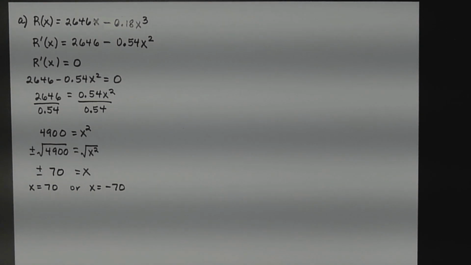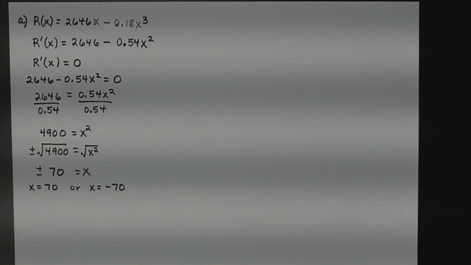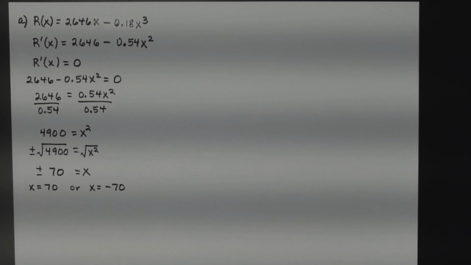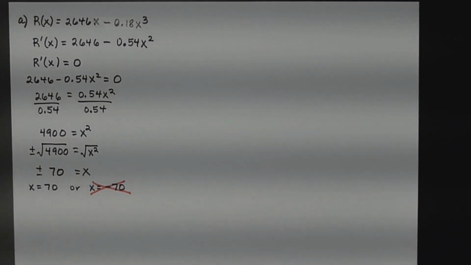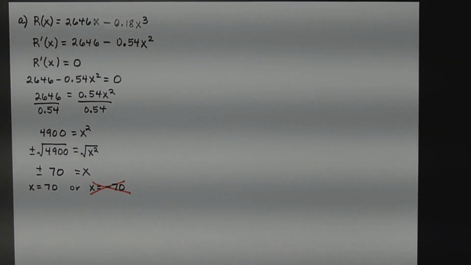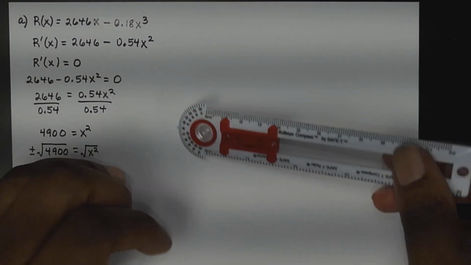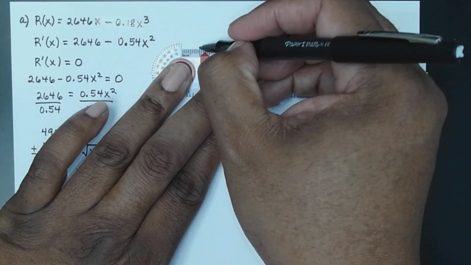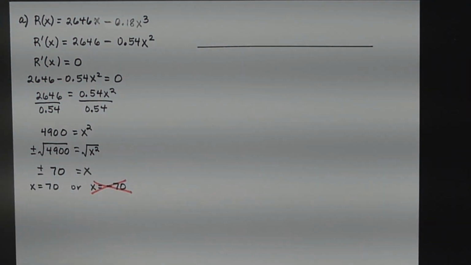And keep in mind that we are dealing with, in this case here, units of a computer, and that can't be negative. So we need to eliminate the negative part and only deal with the positive value. So that means x equals 70 would be our critical number. All right, so let's go ahead and find where it's increasing or decreasing and find out whether we have a local maximum or a local minimum.